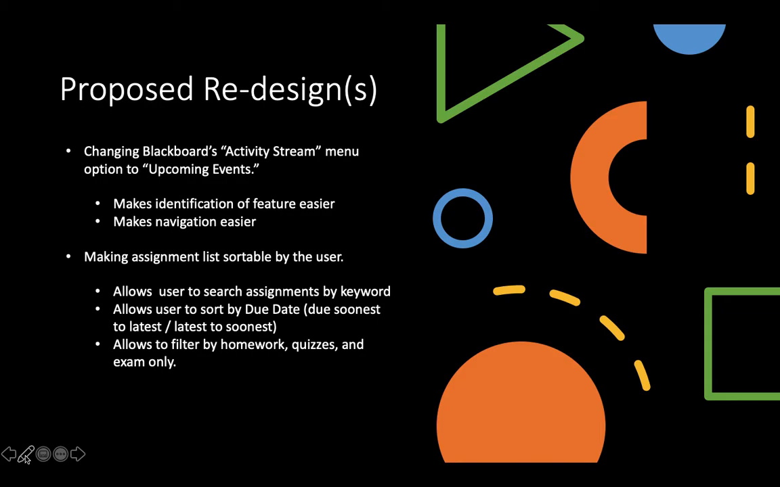Also, aside from the keyword search, we are thinking that it'd be a good idea to provide a sorting option for all those assignments that allows you to toggle by due date, from the due soonest to the due latest, or vice versa, from due latest to due soonest. Also by type, so exams only, assignments only, homework assignments only, quizzes only, and so forth. So to illustrate these things, we'll move on to the next.